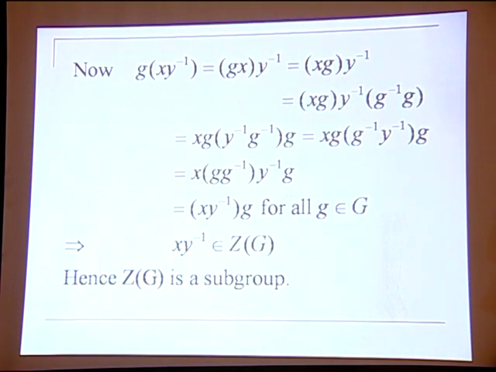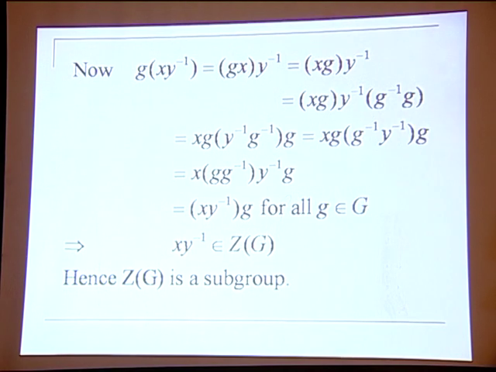Now (Gxy) inverse is equal to (xgy) inverse, which is equal to Xgy inverse into G inverse G. So we are just changing the combination. Now Xg we are taking out, Y inverse G inverse into G. So Xg is equal to G inverse Y inverse G.